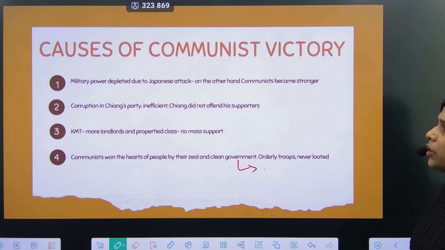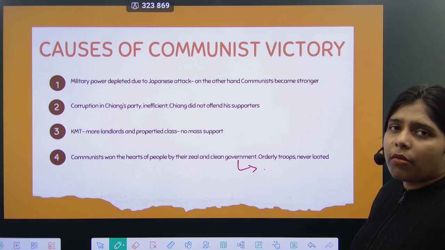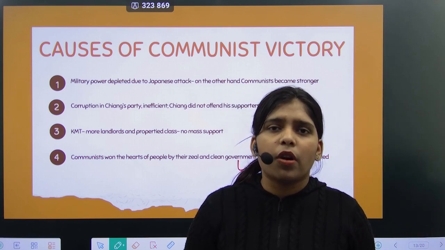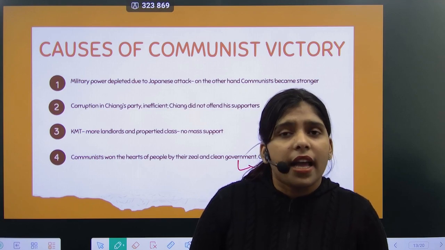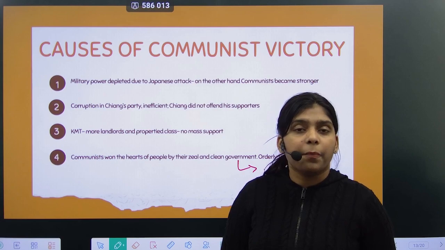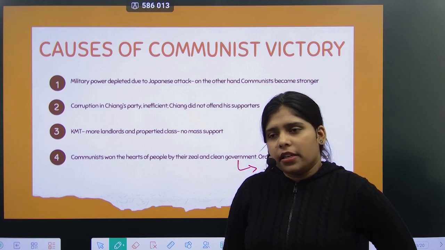Military power also depleted due to the Japanese attack. The general military that Chiang Kai-shek had and enjoyed the support of, their power had depleted because they were all fighting the Japanese attack. Whereas the communists were becoming stronger. Even if the number was less, the zeal was more, enthusiasm was more. So they were becoming stronger. And that's what led to the settlement of the PRC in China, PRC under Mao Zedong.